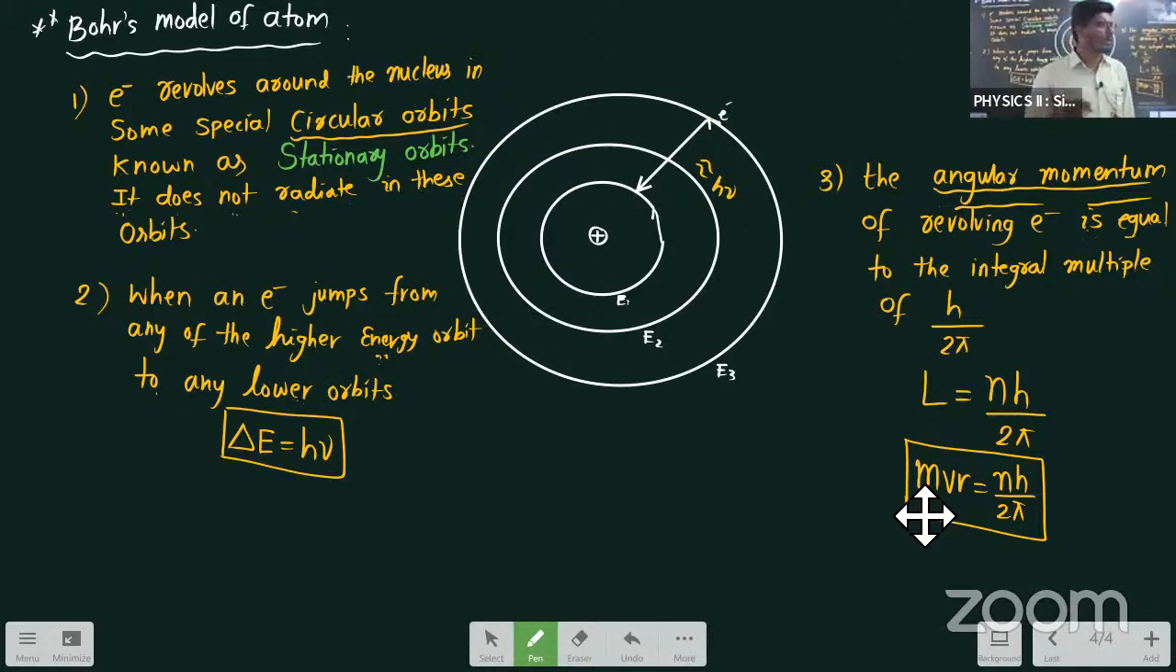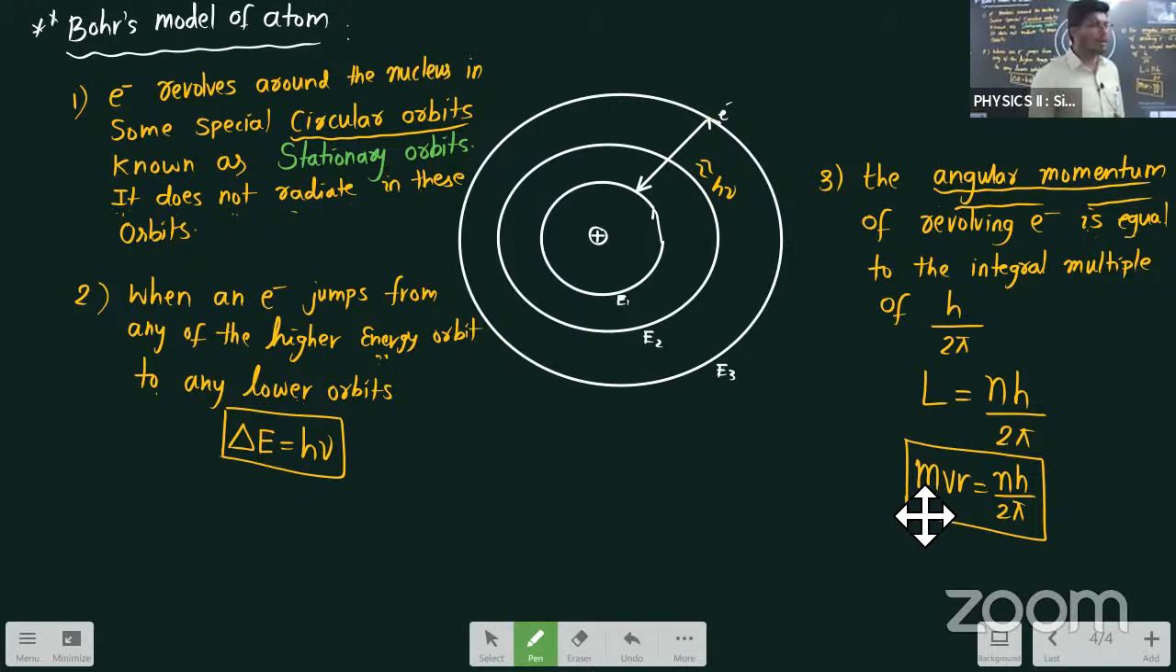You are supposed to write down the first postulate. What is the first postulate? Electron revolves around the nucleus only in certain special orbits called stationary orbits. What is the specialty of that stationary orbit? Electron does not radiate any energy while revolving around those circular orbits.